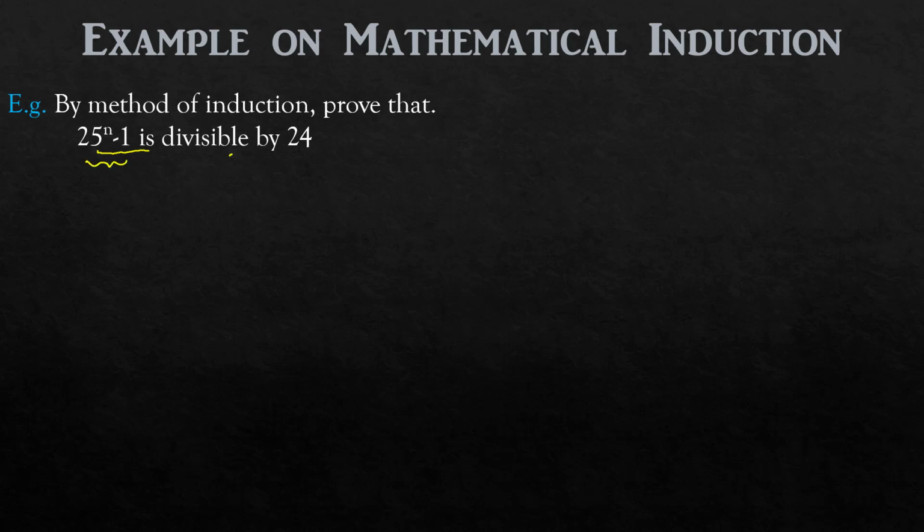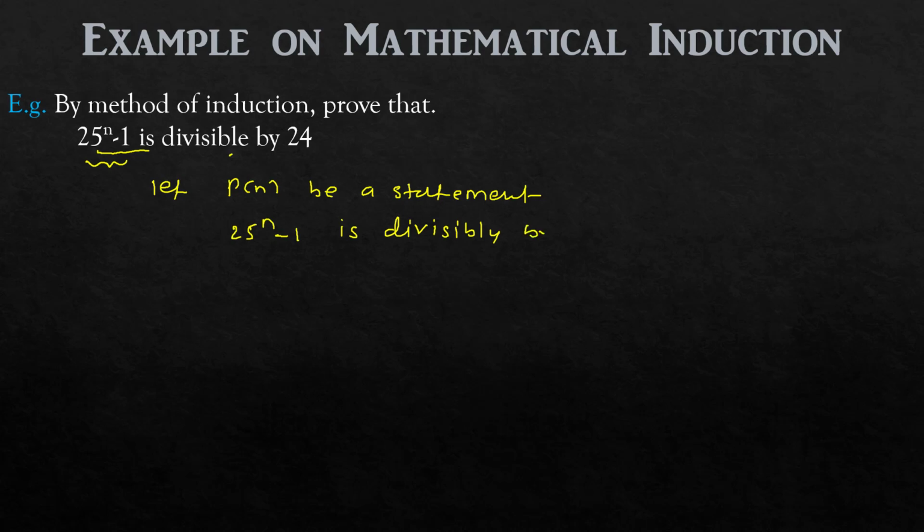So let P of n be a statement. What is the statement? That is 25 raised to n minus 1 is divisible by 24. So again, first step, that is step number 1. What is step number 1? That is basis of induction.